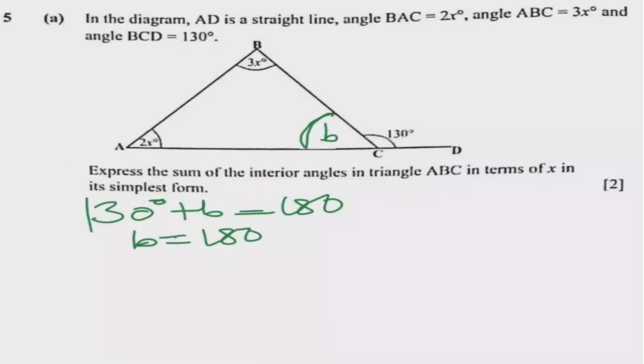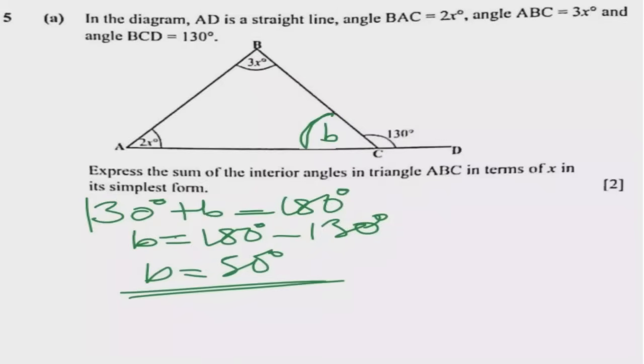Then we have B is equal to 180 degrees, and since the 130 degrees will cross the equal sign, it's going to become minus. So we say minus 130 degrees. Then B is equal to 180 minus 130 degrees, which gives us 50 degrees. Basically, I've used the property that angles on a straight line add up to 180 degrees. That means B plus 130 degrees gives us 180 degrees.